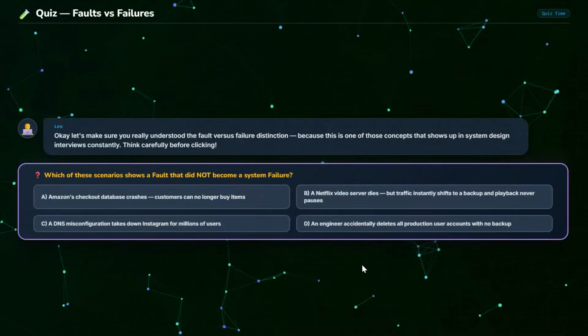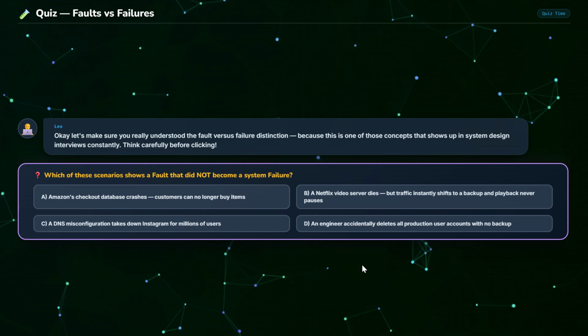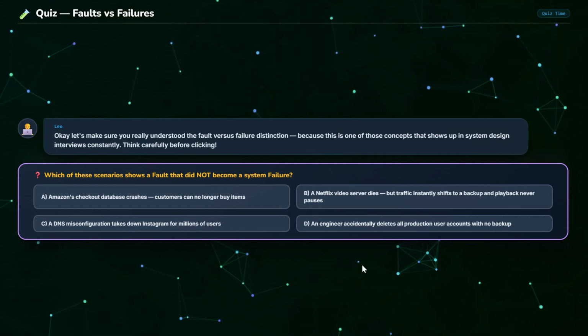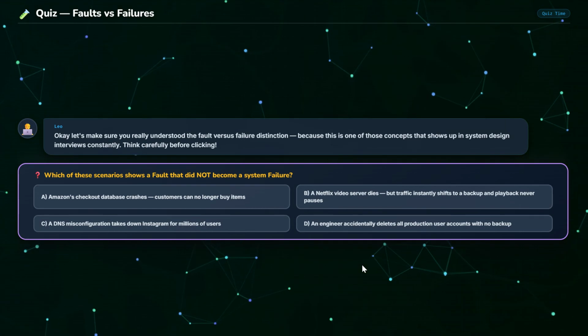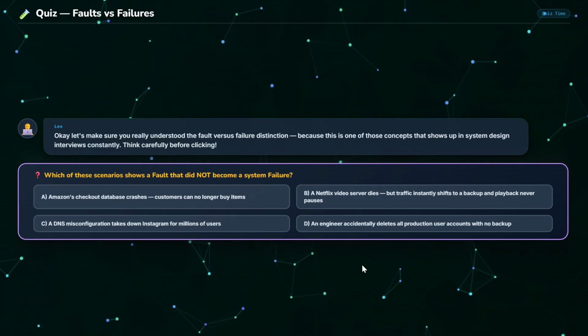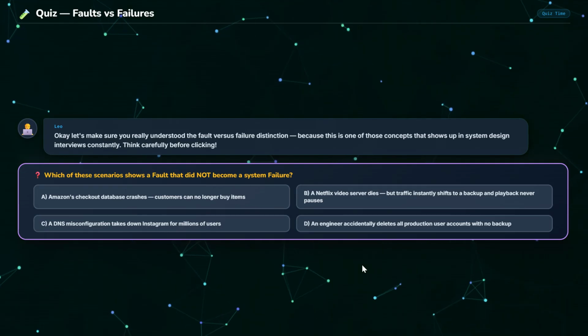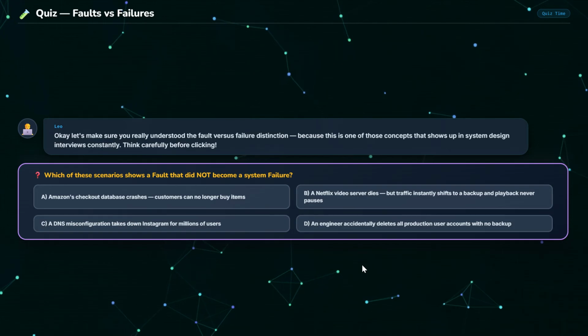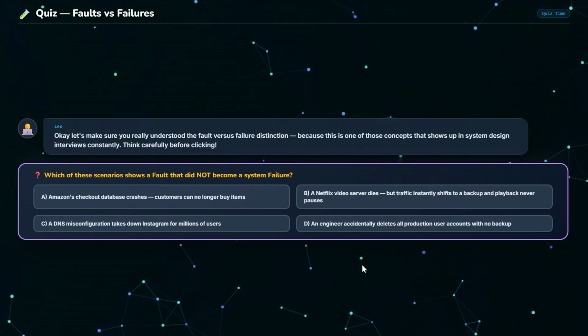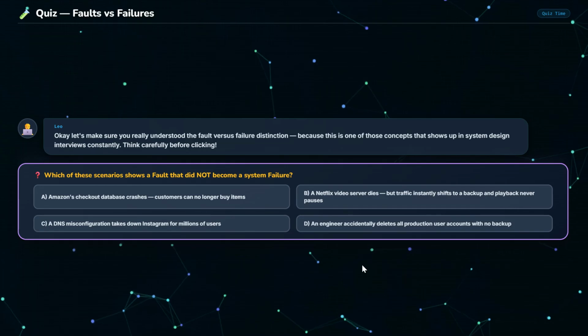Quiz time. Let us test the fault versus failure distinction. Let us make absolutely sure you understood the fault versus failure distinction, because this is one of those concepts that comes up in system design interviews all the time. Think carefully before clicking. There is one clearly correct answer.